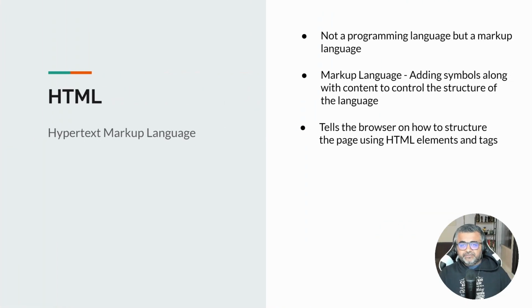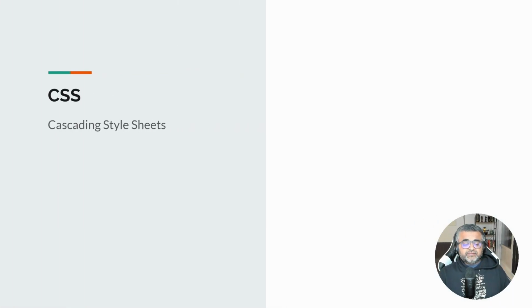So what is HTML? First of all, HTML stands for Hypertext Markup Language. From the name itself, you know it's not a programming language, but rather a markup language. What a markup language does is it defines the content along with certain symbols in the content, telling the browser or any interpreter of the language how you should structure it. So basically it tells the browser how to structure the content, the images, and the links in the page, right?